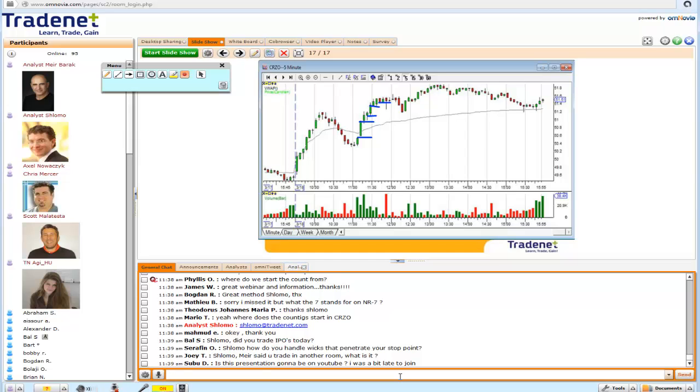in the NR7, the 7 stands for the narrowest range bar within the last 7 bars. All right, this is the most extreme bar in its low volatility within the last bars.